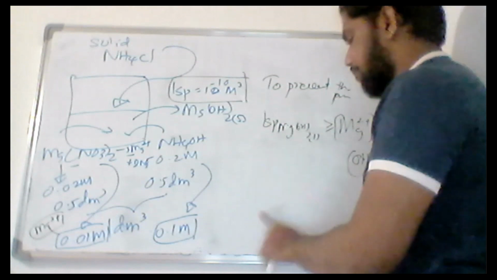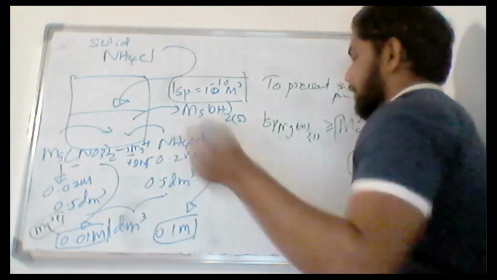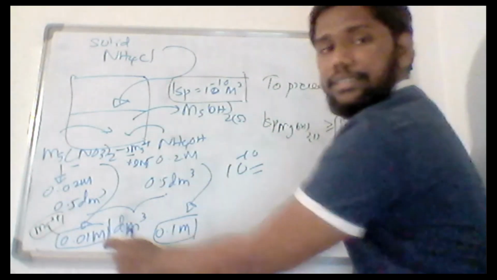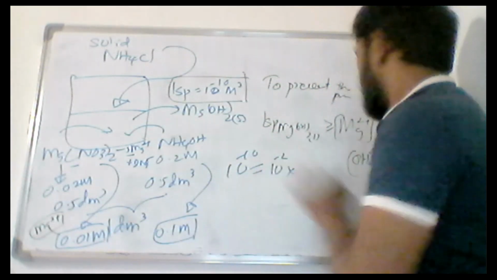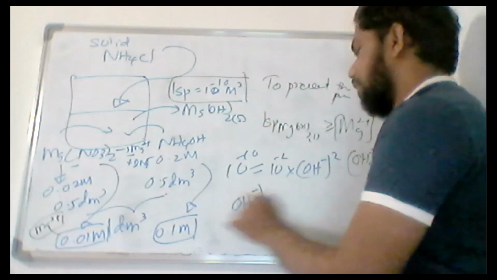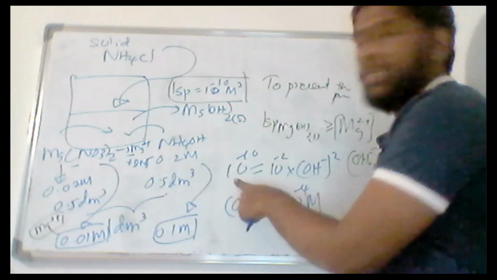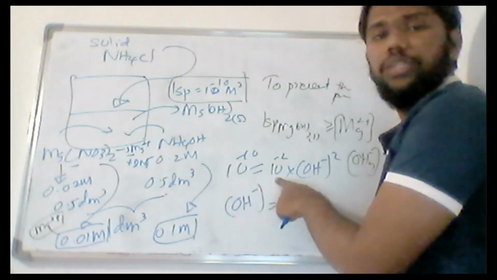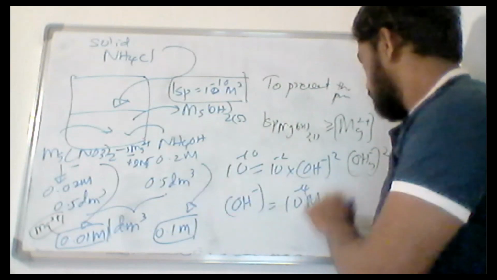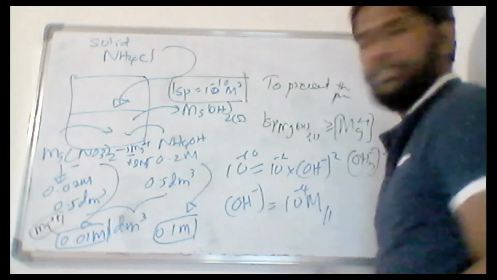So you know this. It is 10 to the power minus 10. You know magnesium 2 plus, that is this concentration, 10 to the power minus 2. And you need the OH minus concentration squared. You can find the OH minus concentration is 10 to the power minus 4 M, because 10 to the power minus 10 divided by 10 to the power minus 2 is 10 to the power minus 8, and you need to take the square root, that is 10 to the power minus 4. Okay, so up to this, it is clear.